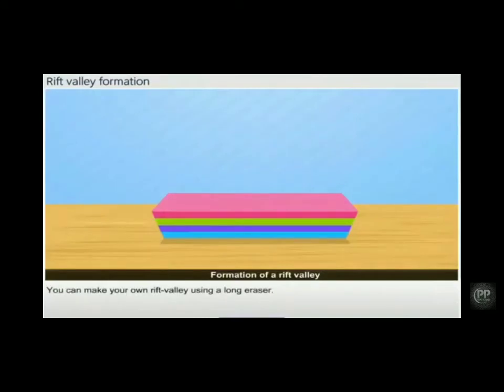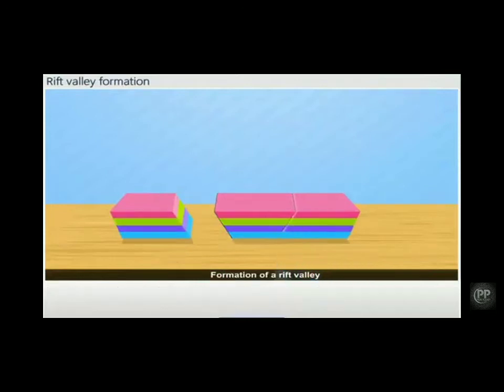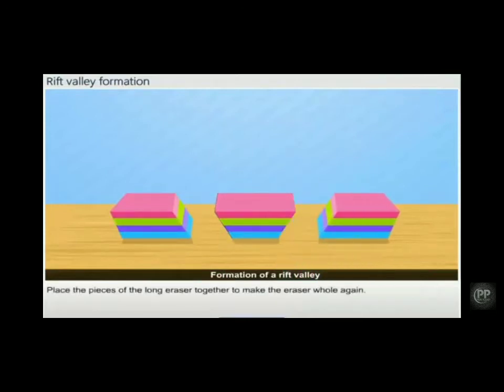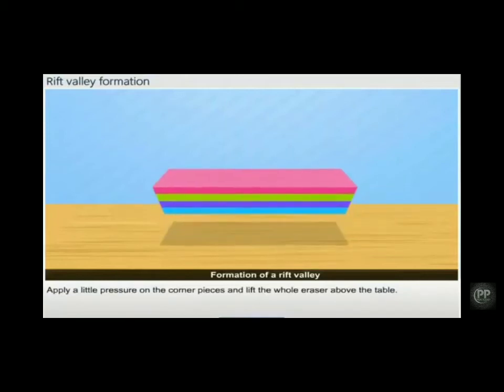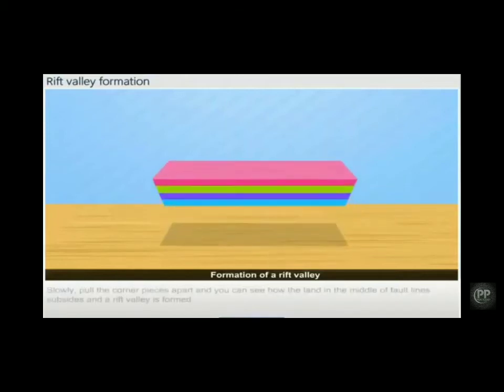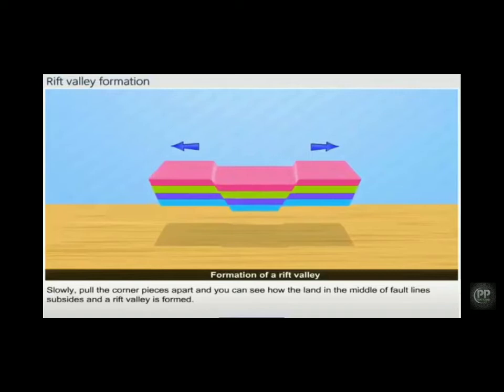You can make your own rift valley using a long eraser. Take a long eraser and use a pencil to draw fault lines on it. Use a cutter or blade to cut the eraser across the lines drawn earlier. Place the pieces of the long eraser together to make the eraser whole again. Apply a little pressure on the corner pieces and lift the whole eraser above the table. Slowly pull the corner pieces apart and you can see how the land in the middle of the fault lines subsides and a rift valley is formed.